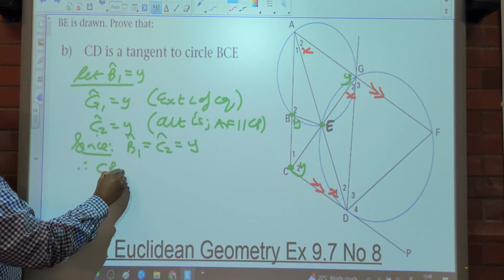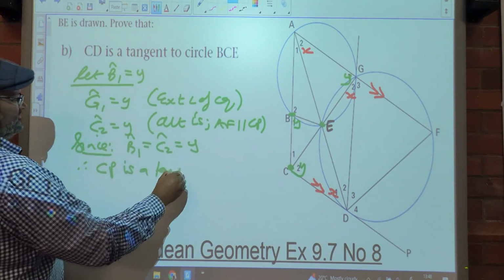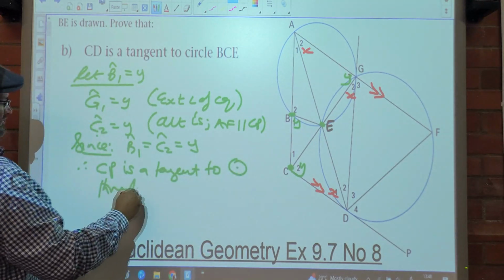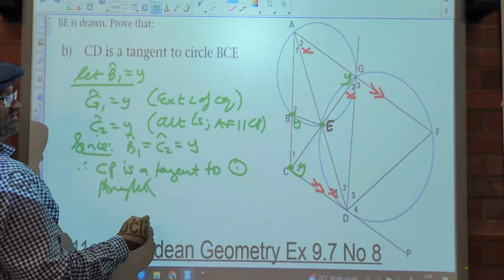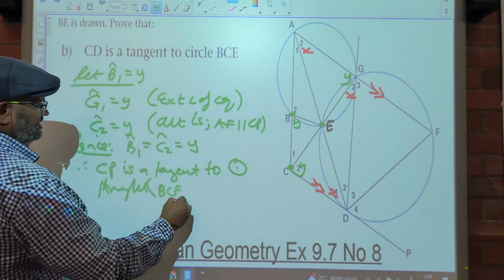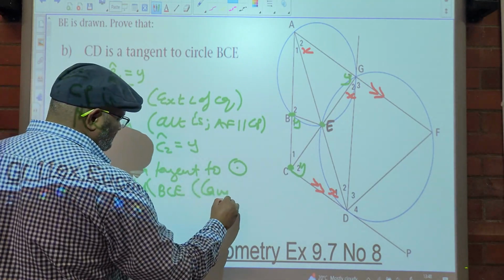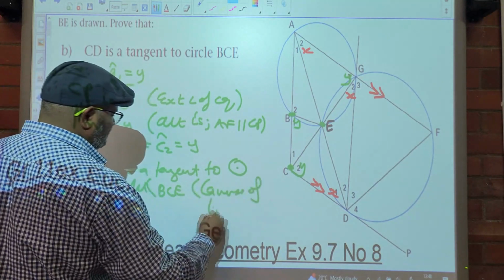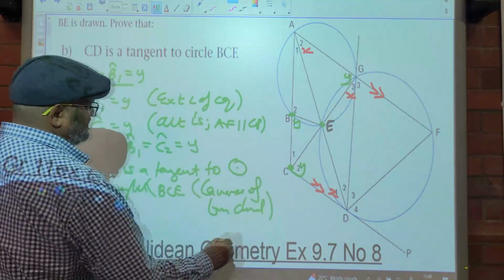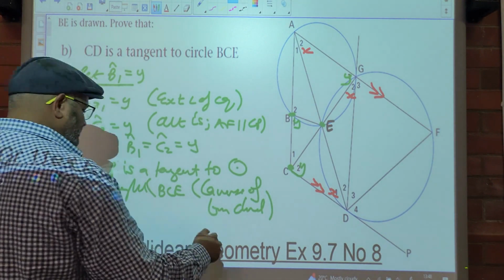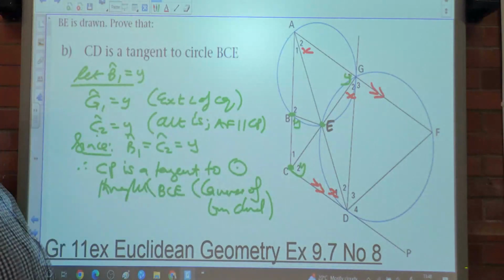Therefore, CP is a tangent to the circle through BCE. Why? The converse of the tan chord theorem, or angle between line and chord equals angle in the alternate segment. That is the wording here. But writing converse of tan chord theorem, 4 marks anyway. Okay.